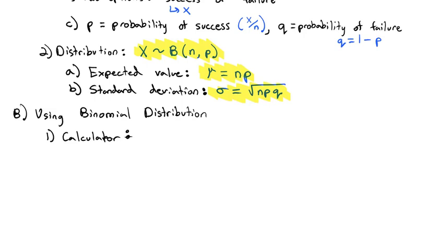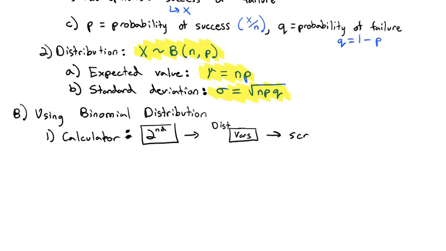In the calculator, the steps that you're going to push on the TI-83 or 84 calculator is you'll hit the second button. And then you're going to hit what's called the distribution button, which is above the button that actually says vars. So when you hit the second, it gives you the command above the button. The distribution function is what we want to use. And we're going to use the binomial distribution.